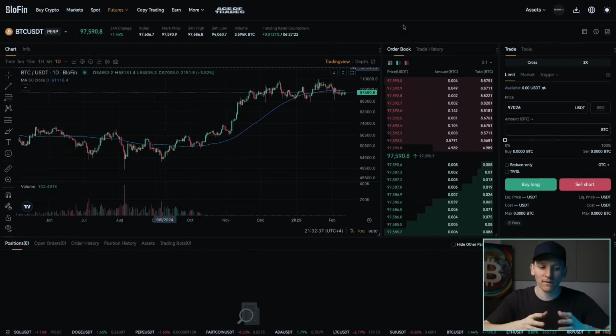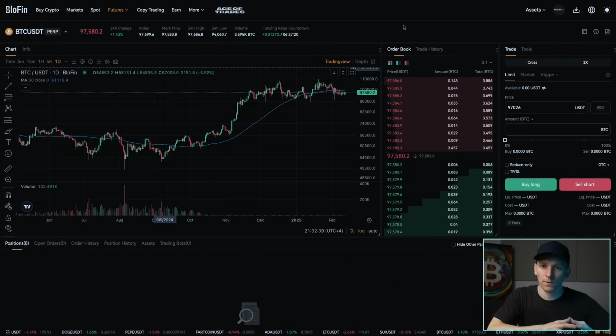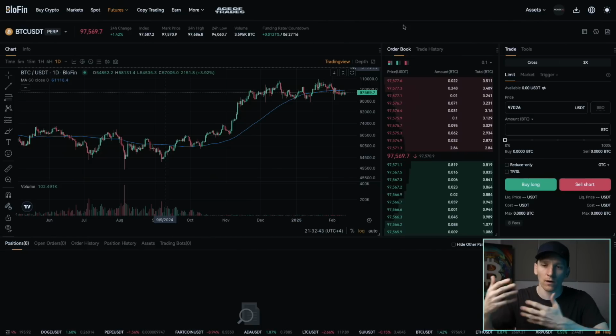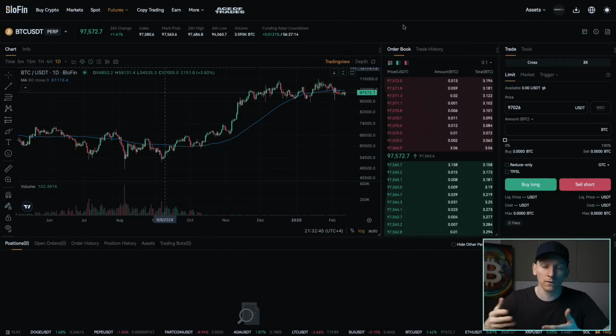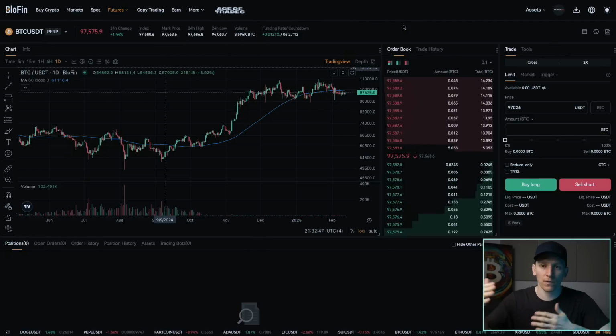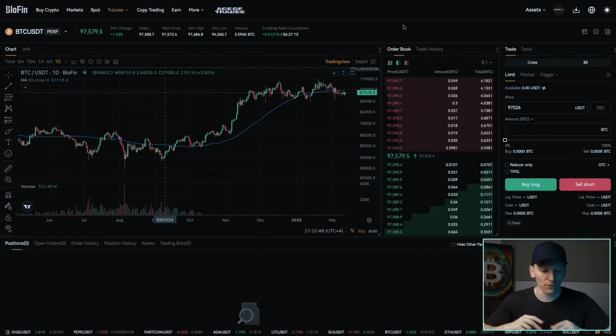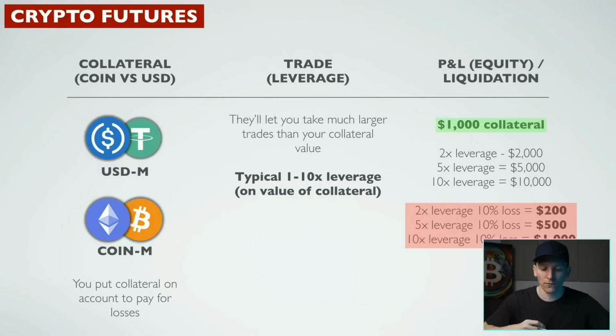Right, so the leverage is based on the amount of cash you have in to fund your positions. So 2x leverage on the $1,000 that I had means that I can open a $2,000 position if I want, and that means that 50% move is doubled into a 100% move. So I'll show you how crypto futures work.